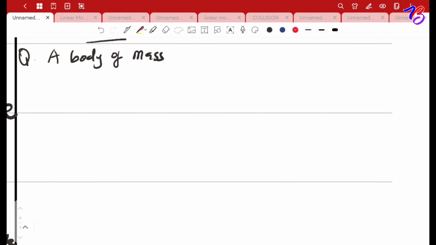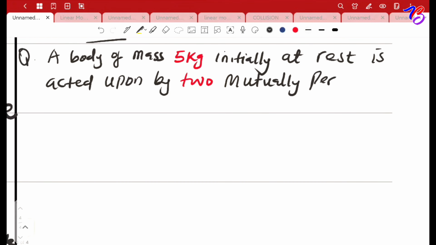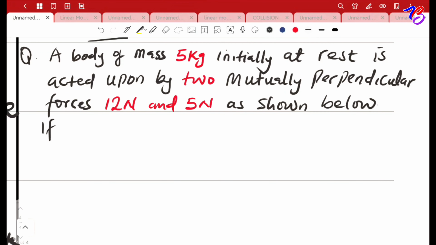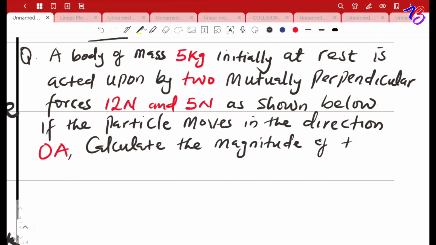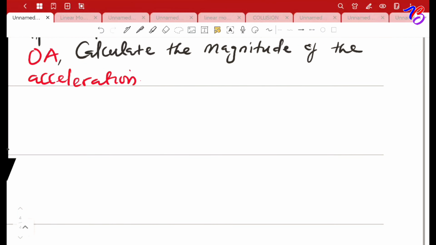A body of mass 5 kilogram initially at rest, underline the word at rest, is acted upon by two mutually perpendicular forces. Underline that please. 12 Newton and 5 Newton are shown below. If the particle moves in the direction OA, that is from the diagram, calculate the magnitude of the acceleration. We have the mass, the force, and acceleration.